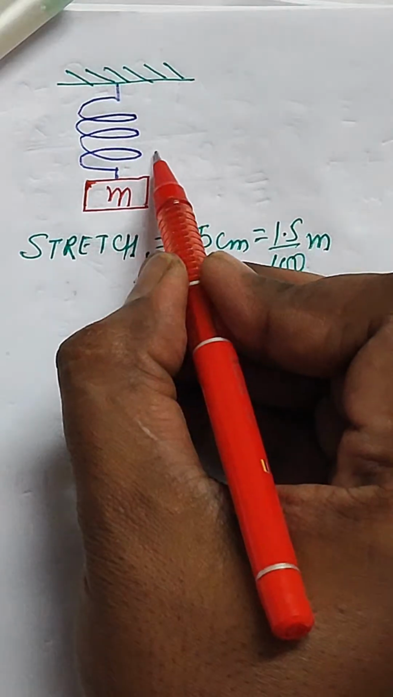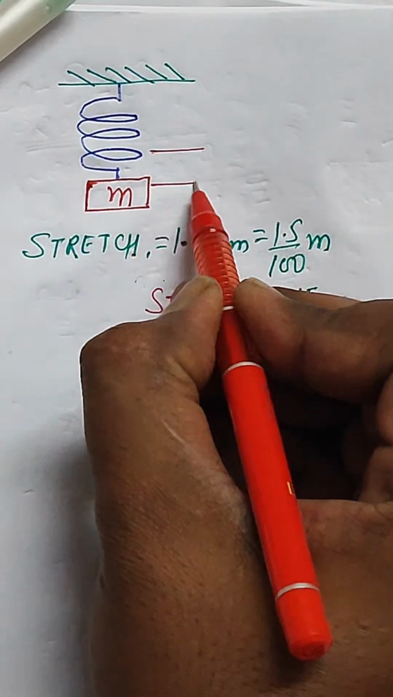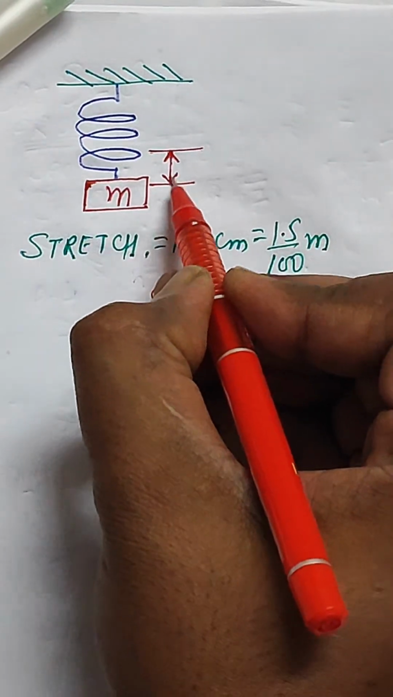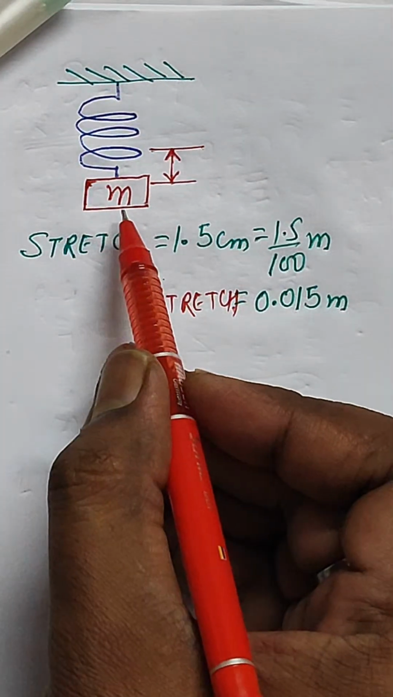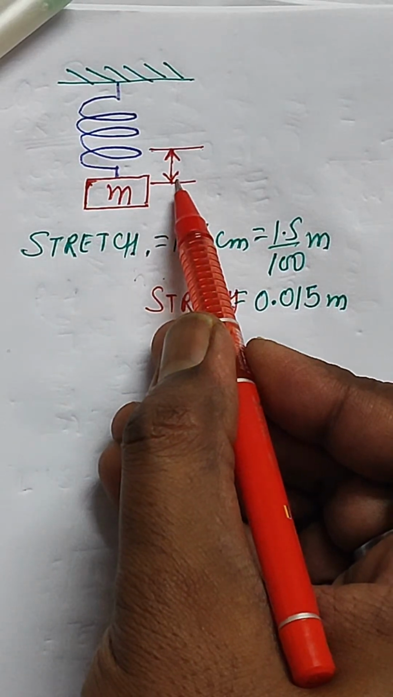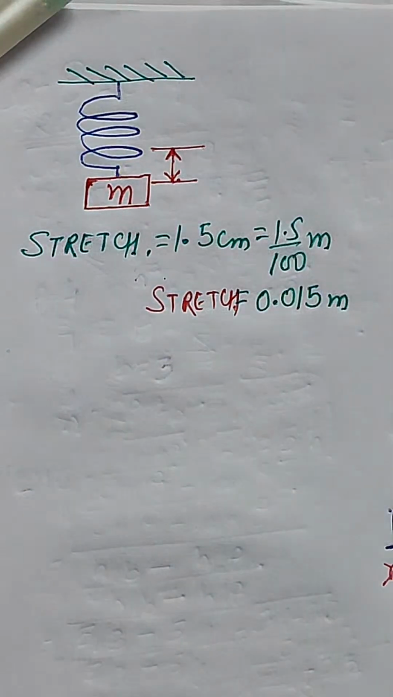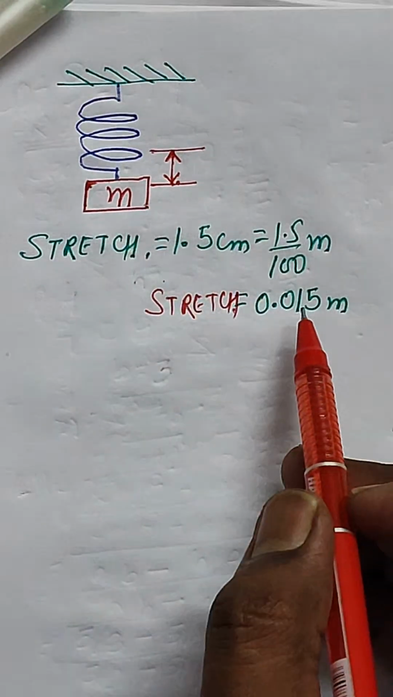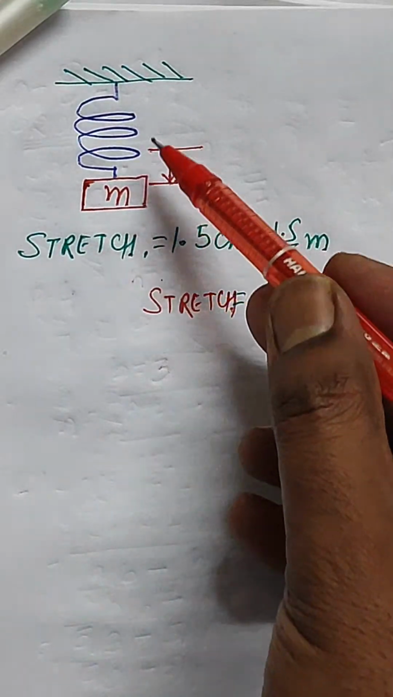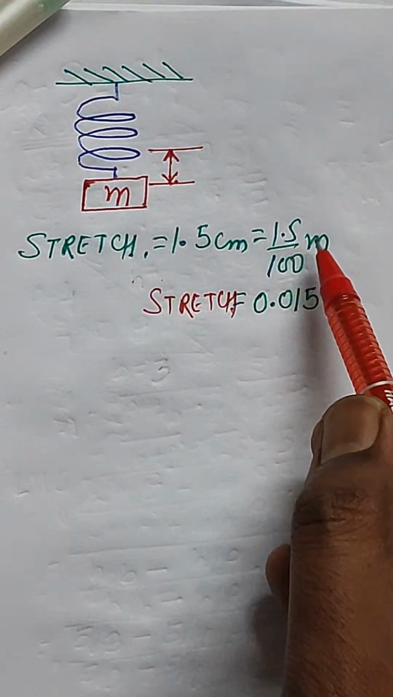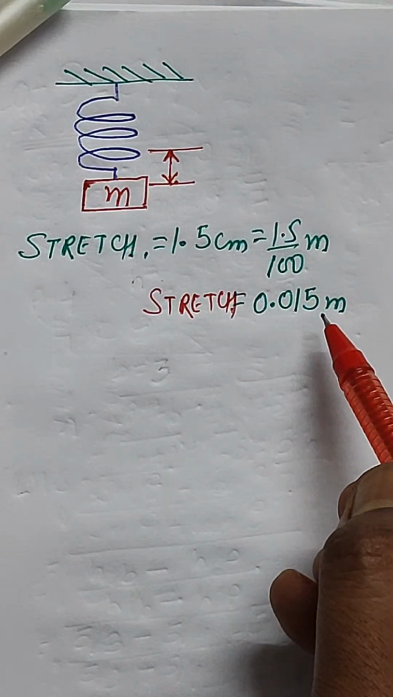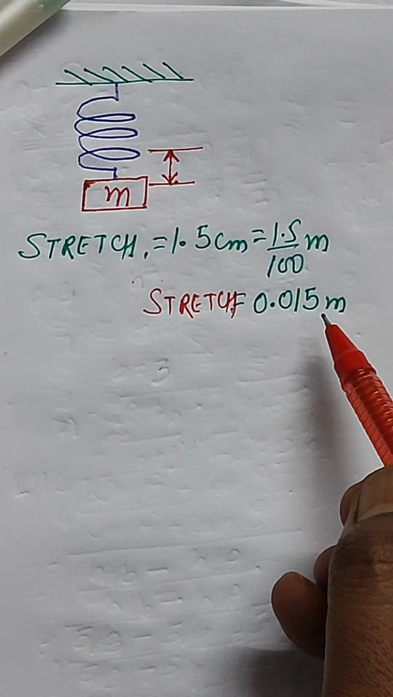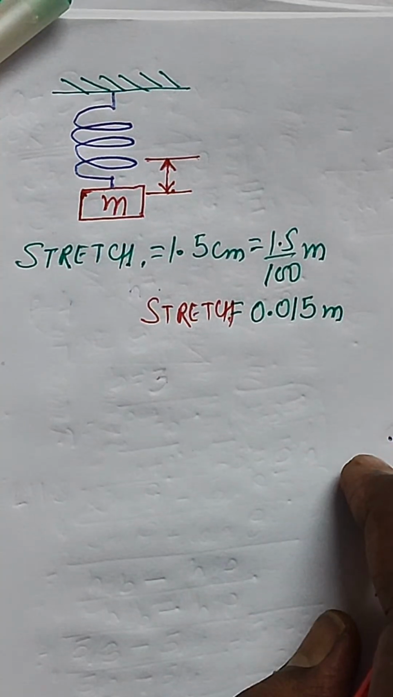Stretch means the elongation from this point. There is some extension due to the weight of this mass, and this is called the stretch, the extra elongation in the spring that happens due to the suspended weight. So the question says a body is supported by a light spiral spring and causes a stretch of 1.5 cm, which is 0.015 meter. Now if the mass is set in vertical oscillations of small amplitude, what is the periodic time of the oscillation?